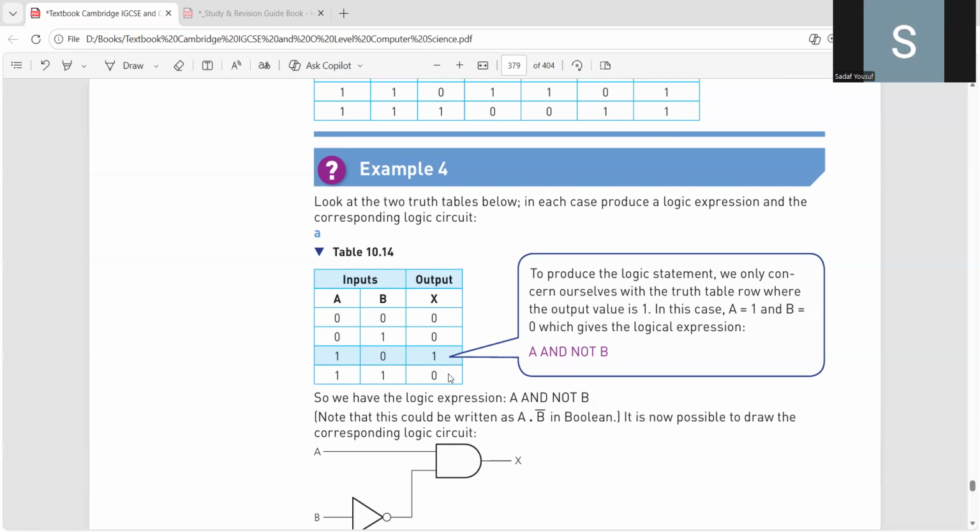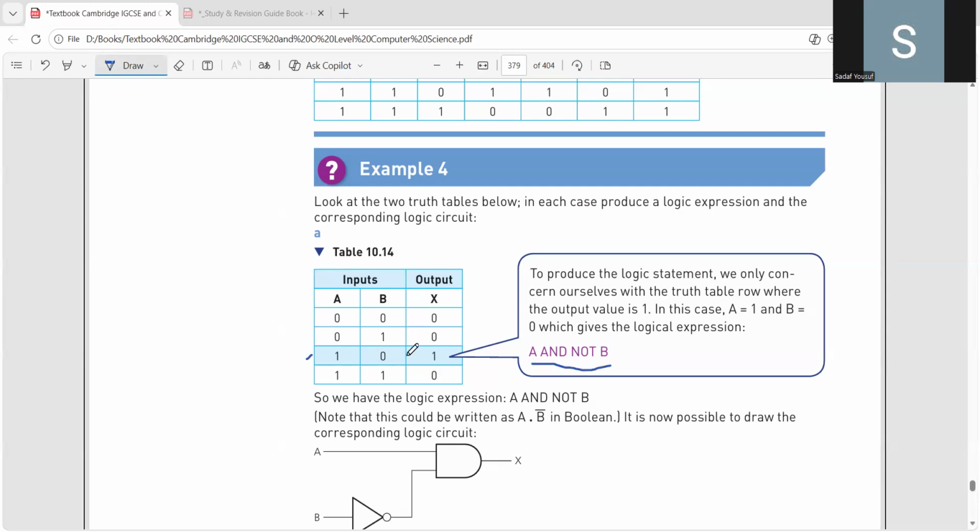The first step that you will do is look at the final output column, and look for all those rows that have the value of 1. In this case, there is only one row, so you highlight this row. You will circle this one, highlight this one, or even tick this one. That's perfectly okay, just to know that this is my 1 in the final output column. Then you will look for the values for A, B. The value of A is 1 and the value of B is 0. So you will simply say A and not B. This is the representation of 1, 0.